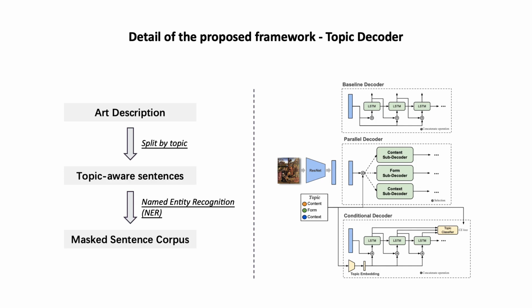To address the multi-topic challenge, we propose two variants of multi-topic decoder. In the parallel decoder, there are three baseline decoders to generate masked sentences for each topic independently. We also explore a conditional decoder that adopts a topic conditional vector, namely topic embedding, into the decoding process.